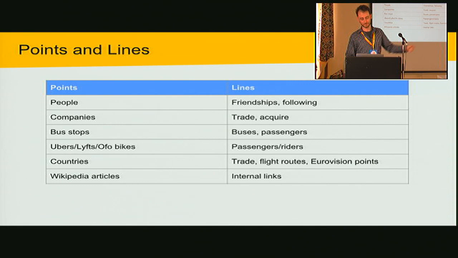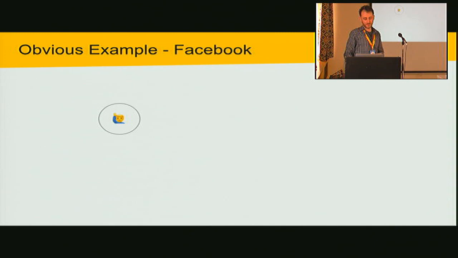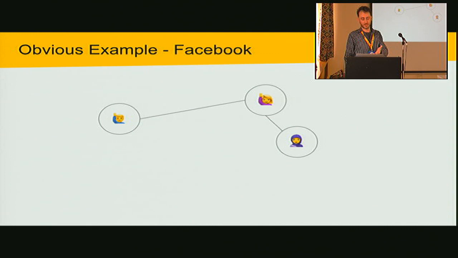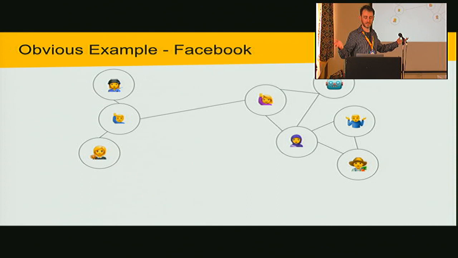And Wikipedia articles. I suspect that many of you have the same experience, but when I go on Wikipedia to look up just one thing, I find myself surfing from one article to another because they're all linked to one another and they're all so interesting. So different articles in Wikipedia could be those points, and the links between them could be the lines. The obvious example, just to get it out of the way, is Facebook. There's a guy, there's a friend, they have a relationship, they are friends on Facebook, that girl has other friends, the guy has other friends, it's a network, pretty straightforward, right?